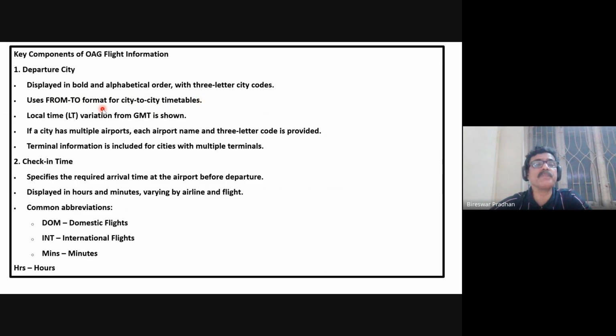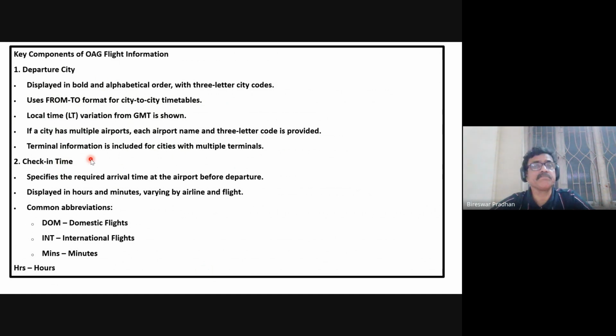Use the from-to format for city to city timetables, from where to where. Local time, LT, variation from GMT is shown. Local time and GMT are also shown. Each city has multiple airports. Each airport name and 3-letter code is provided. Suppose a city has two airports, then the airport name and 3-letter code is provided for each.